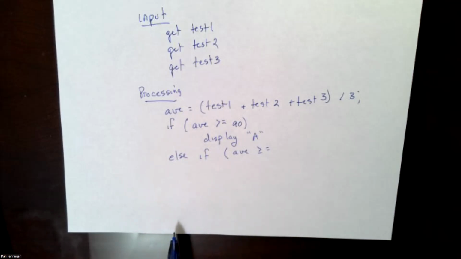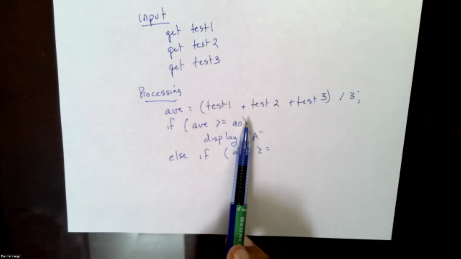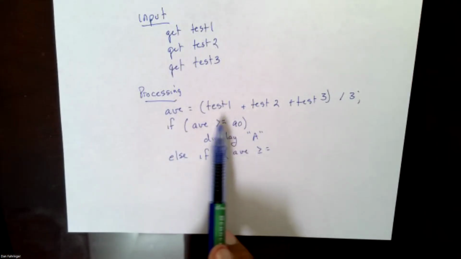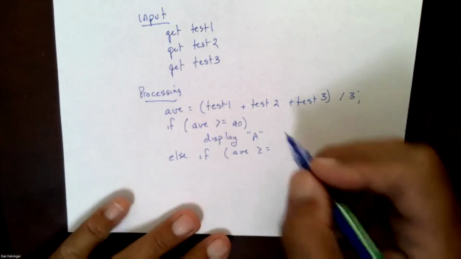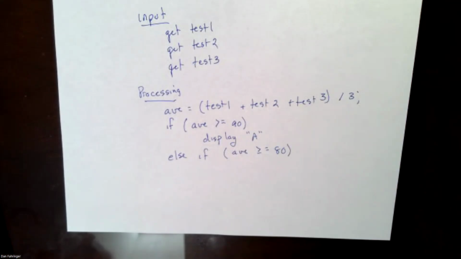We should just skip to the end, right? Yeah. So we no longer have to worry about grades 90 and above because they're already taken care of. So I only need to know if it's greater than or equal to 80.